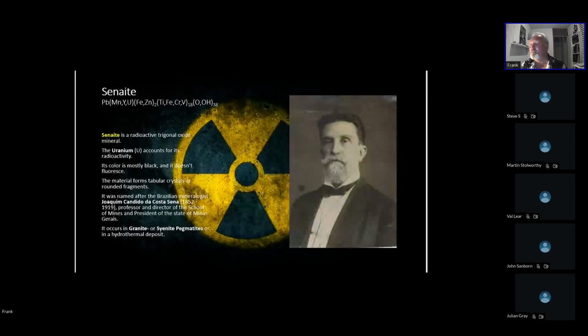Schoepite. Schoepite is another orthorhombic oxide mineral. Its color varies from amber yellow to lemon yellow, and it fluoresces yellow under long wave UV. The material forms tabular or short prismatic crystals, and it was named after the Belgian mineralogist Alfred Ferdinandus Maria Schoep, professor at the University of Ghent.